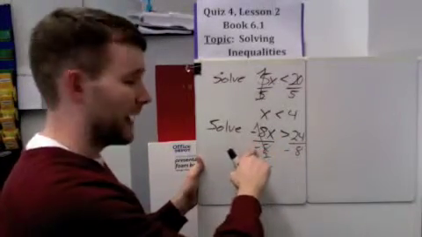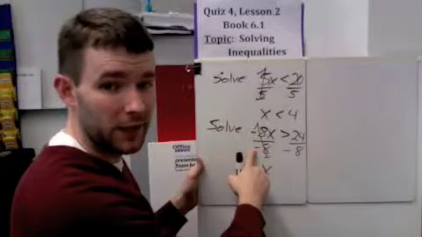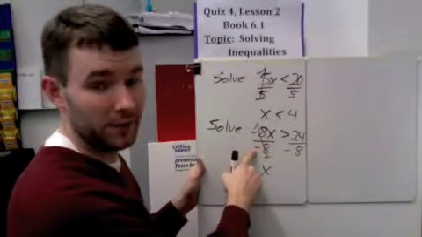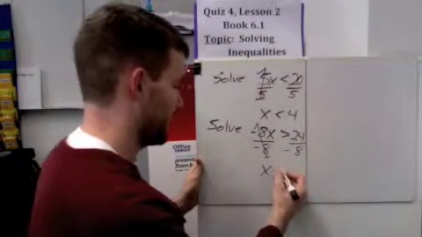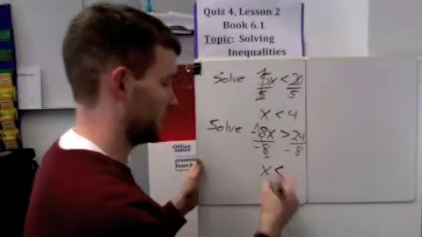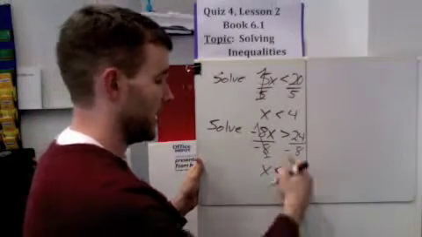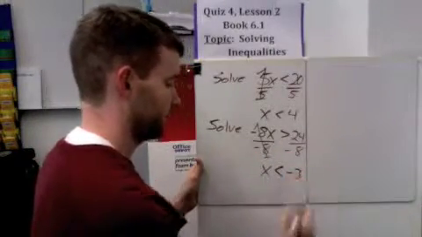Now, when we divide by a negative, or when we multiply by a negative, only when we divide or multiply by a negative, we have to flip this alligator symbol. And so I'm going to make it go this direction now because I divided by a negative on each side, and the answer to this is negative 3.